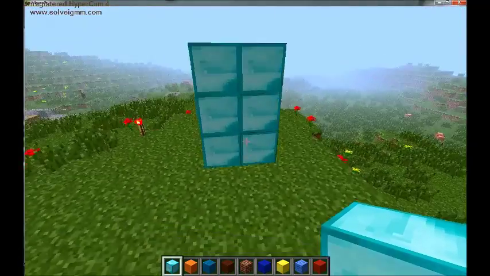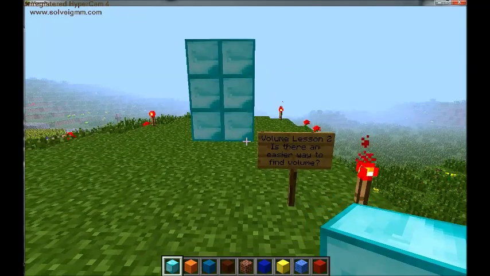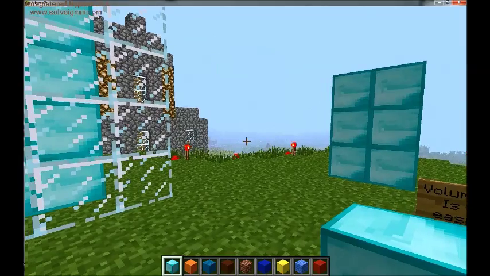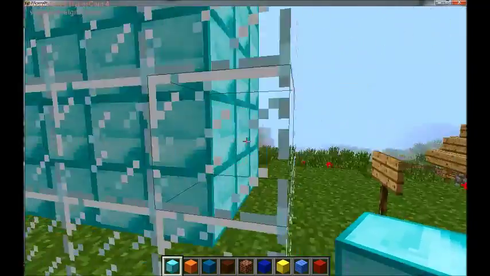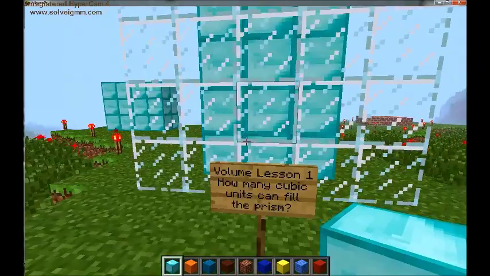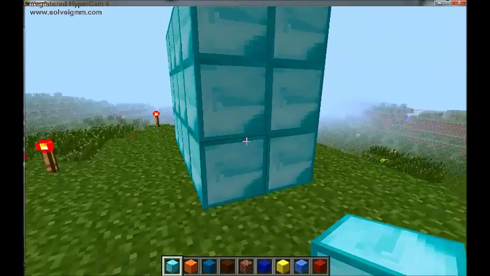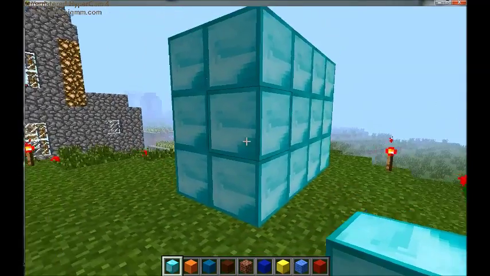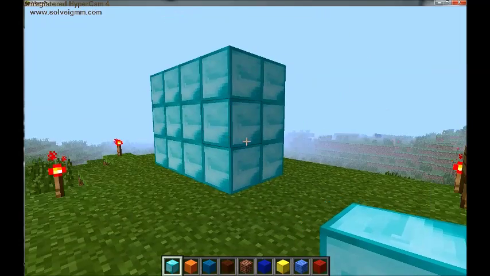When I say dimensions, I'm talking about length and width and height. So for volume lesson 2, is there an easier way to find volume? Going back to lesson 1, we had to fill the object with unit cubes in order to find how many cubes there were to fill the prism. Well, what if we already have a rectangular prism and it's made for us, and I want to know how many cubes would be required to build up this prism?